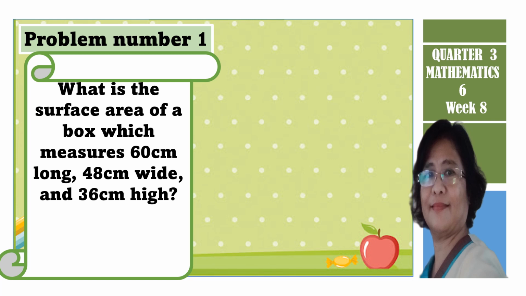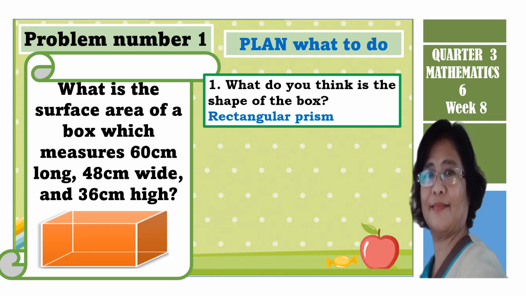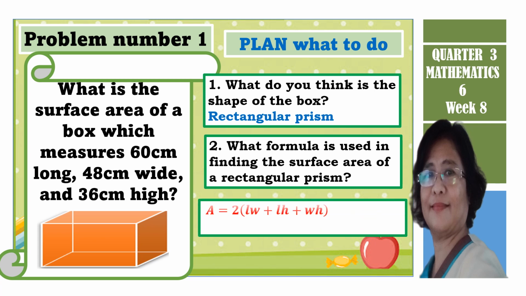Let us now plan what to do. So based on our problem, what do you think is the shape of the box? So the box is a rectangular prism. And what is the formula used to find the area of the rectangular prism? So the formula is length times width plus length times height plus width times height, times 2. So we just substitute the given numbers in our formula.